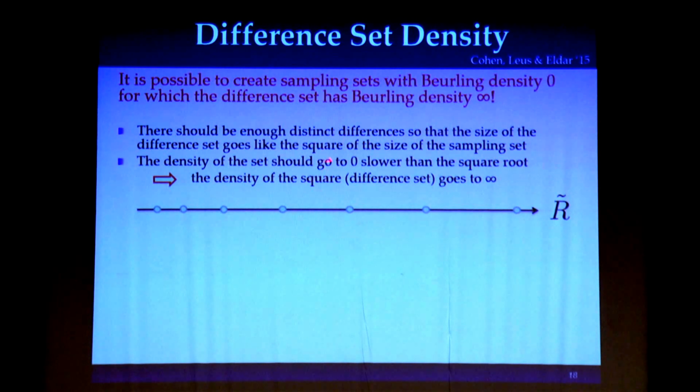So if we have enough differences, so the difference set is bigger than the sampling set, and if the density of my original set, of my sampling set, is going to 0 but not too fast, going to 0 but slower than the square root, then I can have a difference set with density going to infinity. And if the density goes to infinity, this is higher than any Nyquist rate of the covariance.